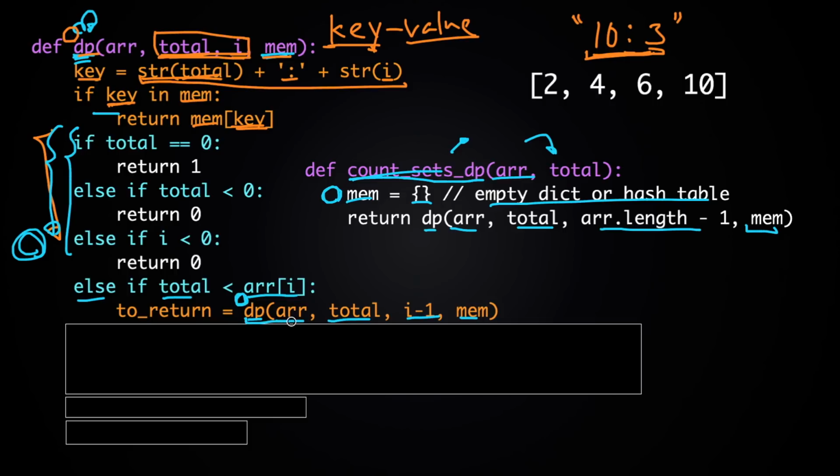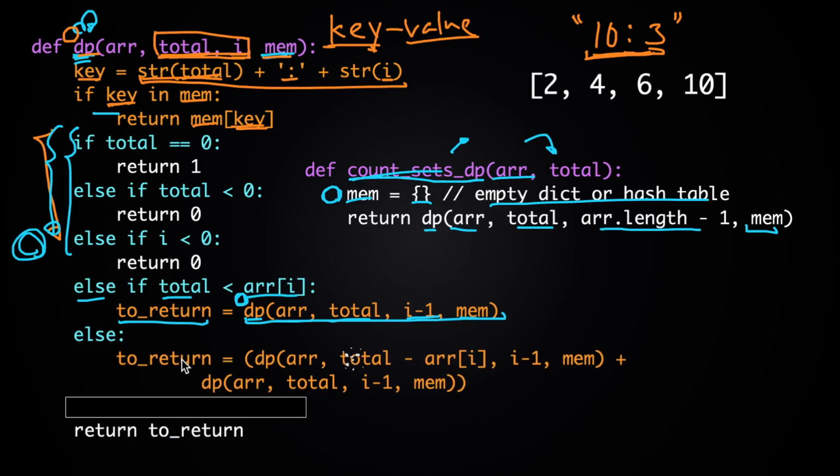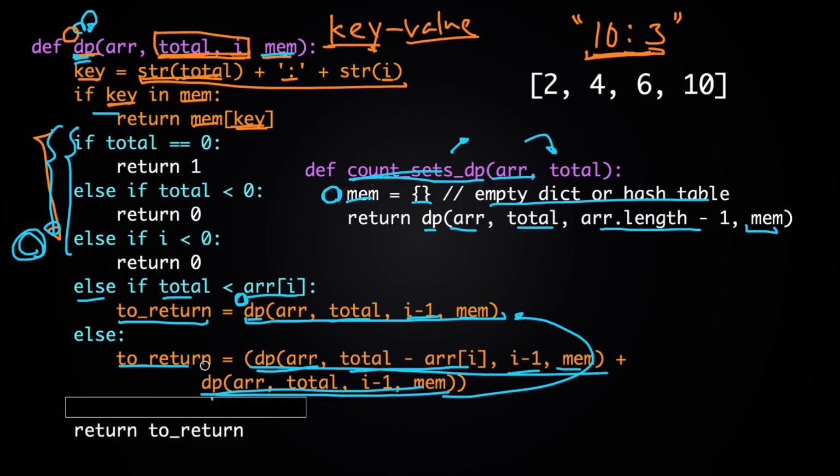But instead of returning this right away, we're going to store it in the toReturn variable, and then we're going to return it at the end. And we're going to take care of the other case the same way. We have dp of r total minus r[i - 1] mem, and then the same thing as what we had right here. So add them up, and instead of returning it, we're going to store it in toReturn.